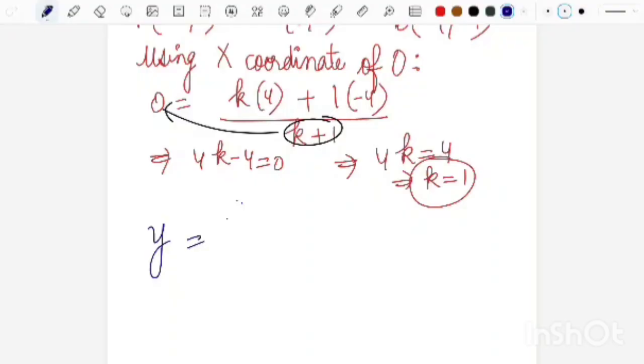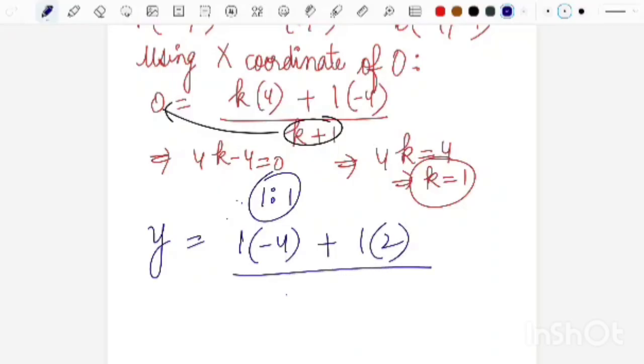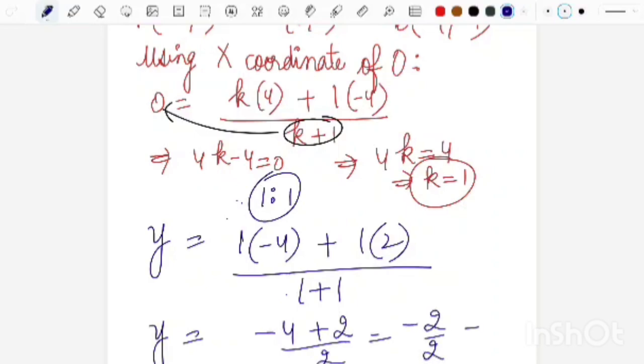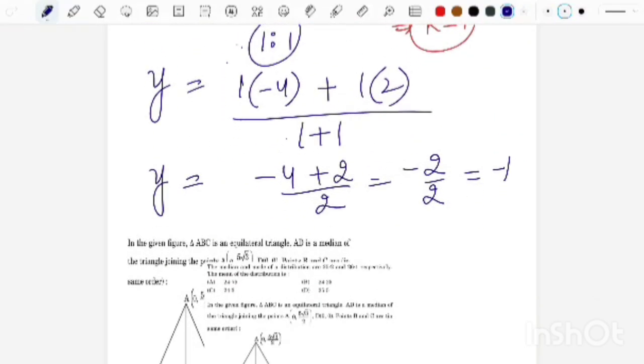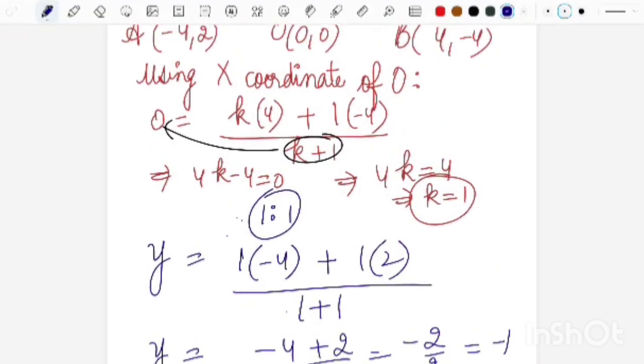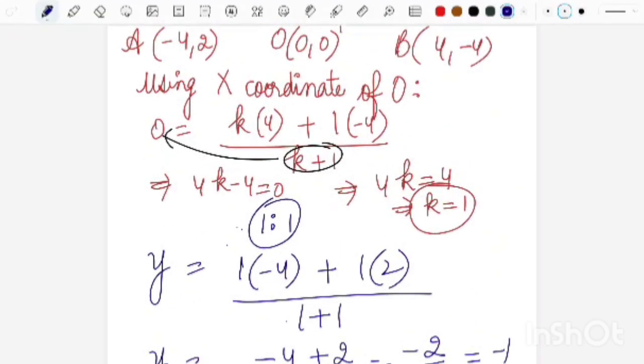Let's check for the point. y equals, we have taken ratio 1:1, 1 into minus 4 plus 1 into 2. Don't put the value of y here, okay? We have to check the point y. If it is 0, then our answer is correct, then the points are collinear, otherwise not. This is minus 2 upon 2, which is minus 1. The y coordinate of the origin is 0, right? So the points are not collinear. Check done. So points are not collinear.